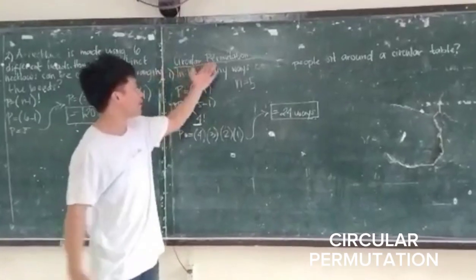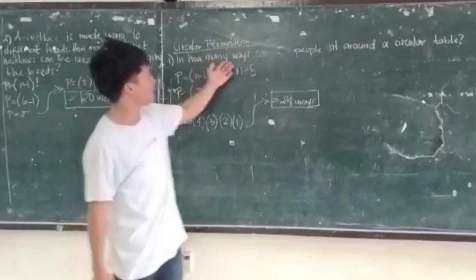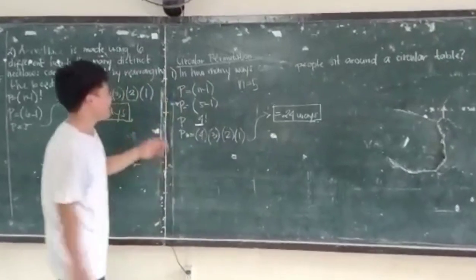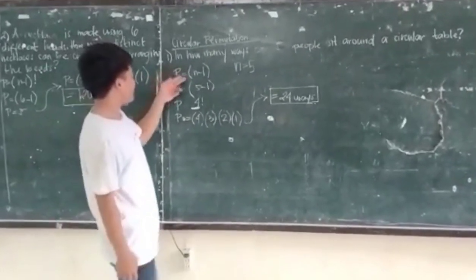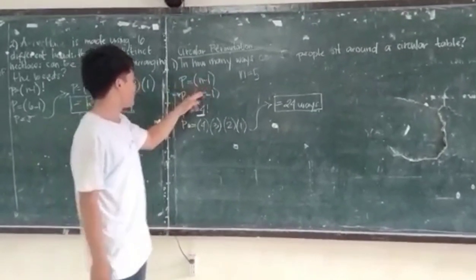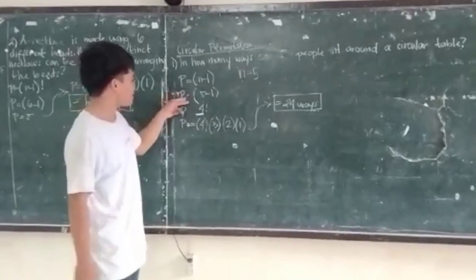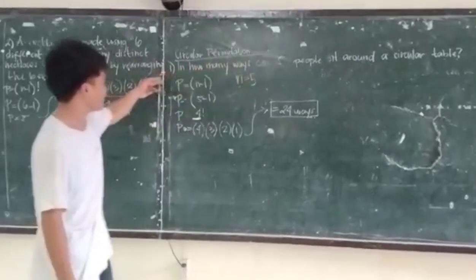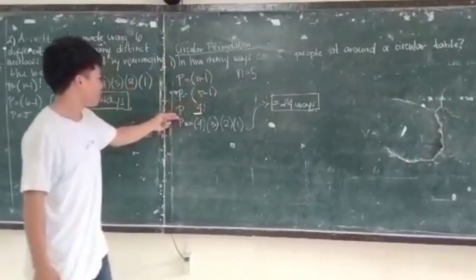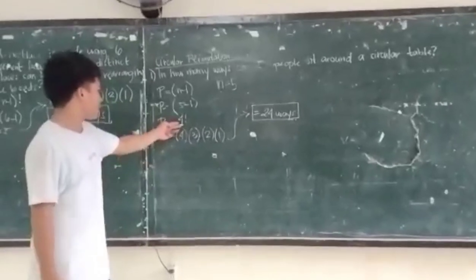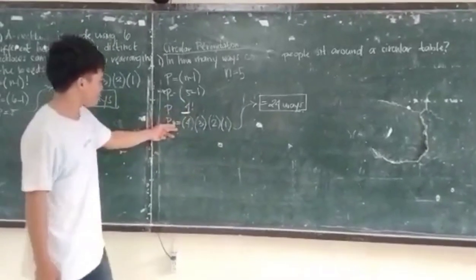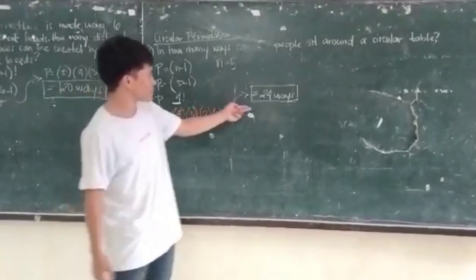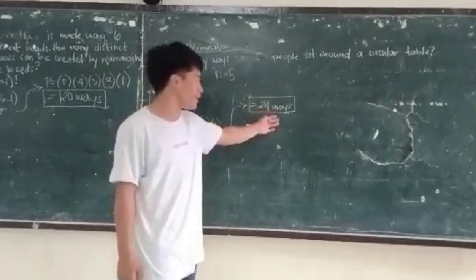Permutation equals 34,650. Discuss circular permutation. How many ways can 5 people sit around a circular table? P equals n minus 1 factorial. P equals, 5 people, minus 1. P equals 4 factorial, and P equals 4 times 3 times 2 times 1 equals 24 ways.